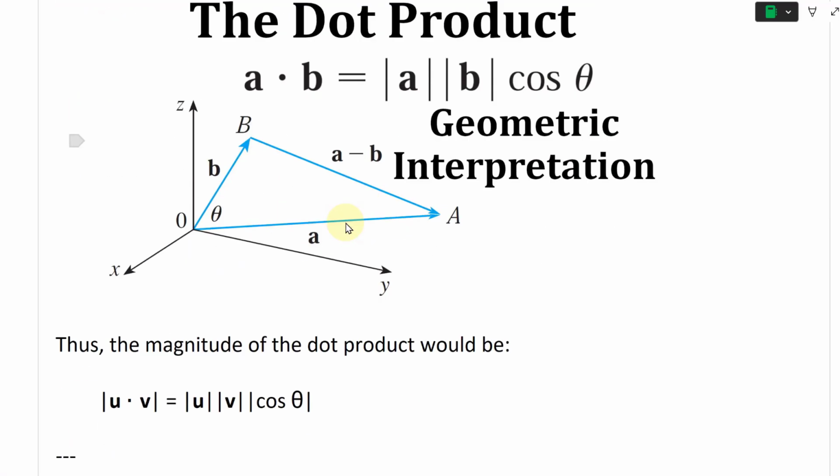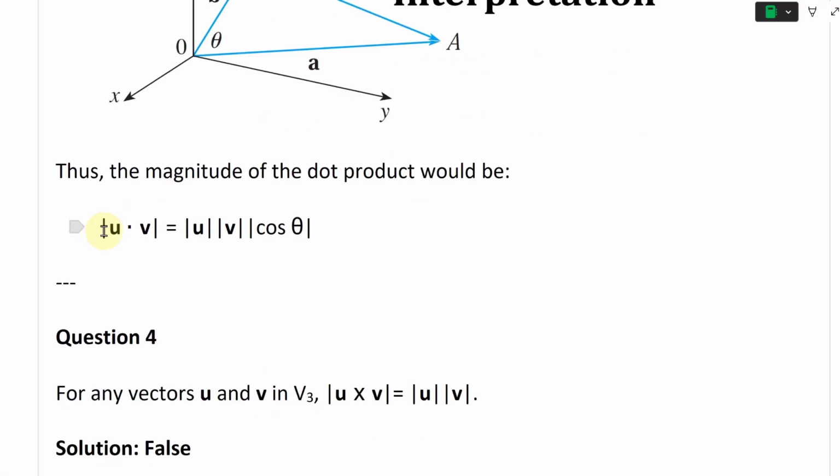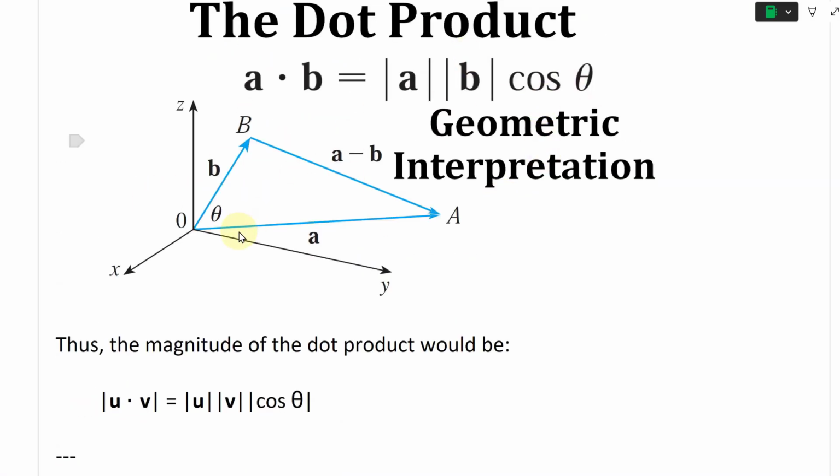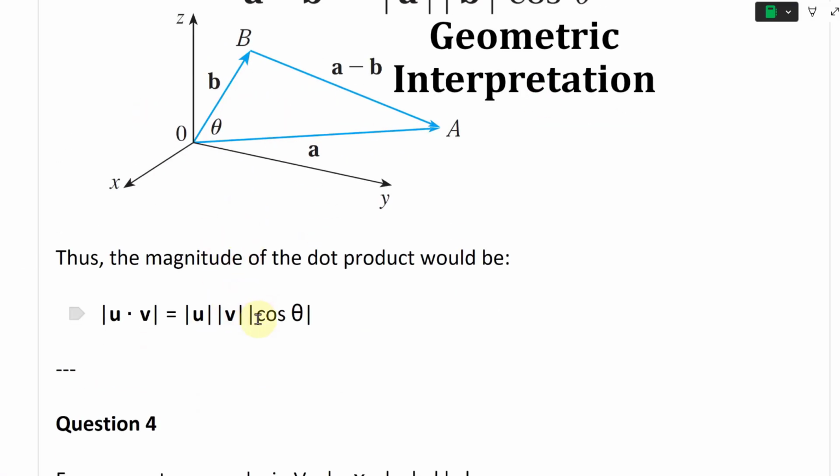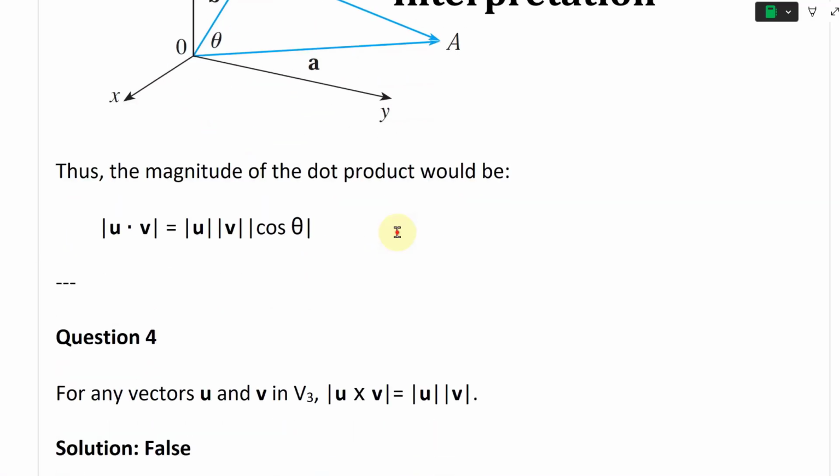If we take the magnitude, well, this is already a magnitude of these. The magnitude is always going to be positive, so we just take the positive value of the cosine, the absolute value of that. So the magnitude of u dot v is equal to the magnitude of u times the magnitude of v times the magnitude of cosine theta. In other words, the absolute value of cosine theta, because this could be negative for angles greater than 90 degrees and so on.